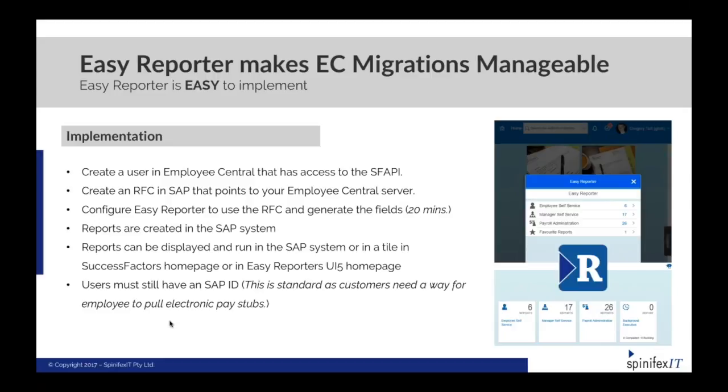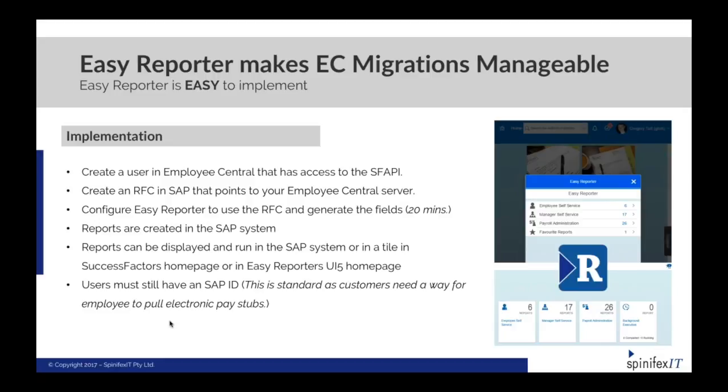All you need to do is create a user within Employee Central to access the API. We set up an RFC in SAP to connect to that and generate the fields into Easy Reporter. And then when you're in your SAP system, all you need to do is build the reports using those fields. The reports can be displayed and run in SAP GUI, or you can actually set up a tile in SuccessFactors as well. And if you want to, you can use our UI5 homepage.